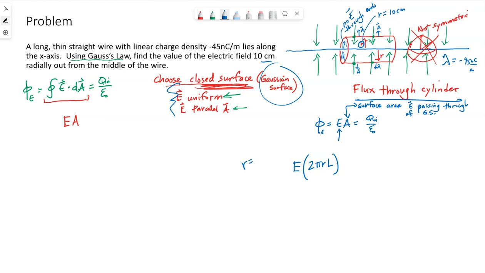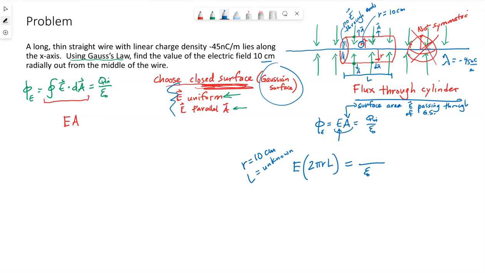So R is 10 centimeters. L is arbitrary, really. I'm just going to call it L. This is unknown. It's however long my cylinder is, and it has to be significantly shorter than the length of the wire itself. I'm just going to leave it as L right now. Okay, so this represents the E times A. But I know flux can also be written as the charge located within the surface divided by epsilon naught.